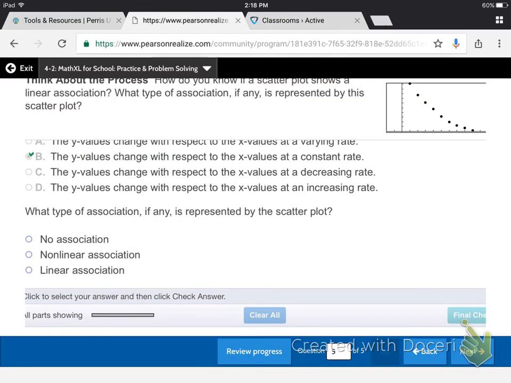And now we have another question. What type of association, if any, is represented by the scatter plot? You can see that the data is sort of going down, but not in a straight line. It's curving, and so we would say that that is a non-linear association.